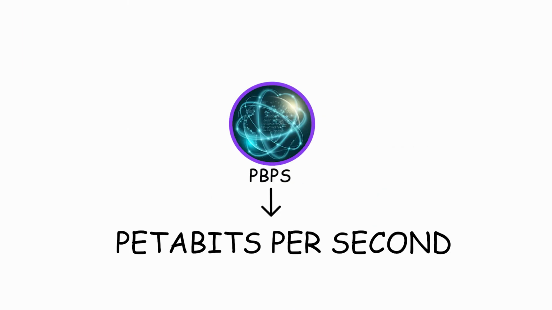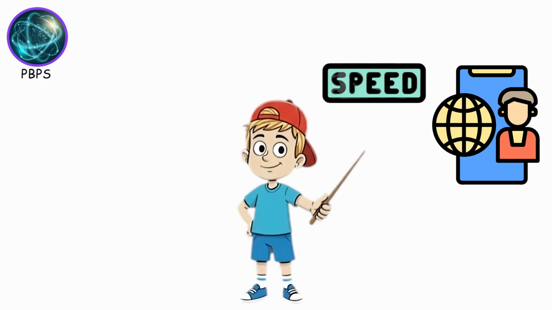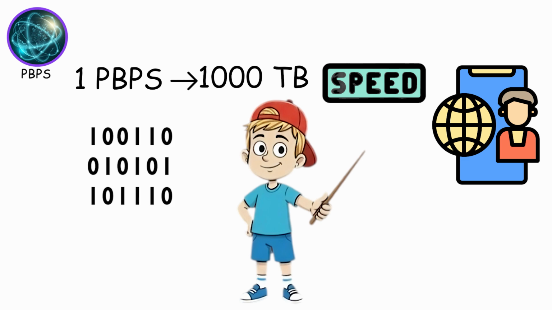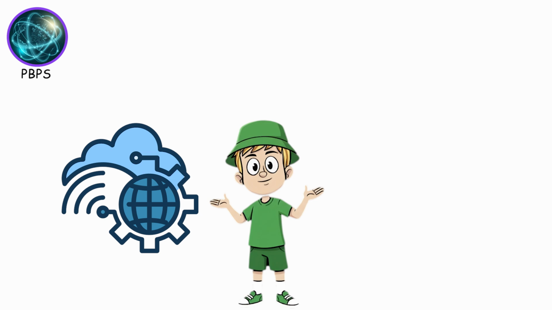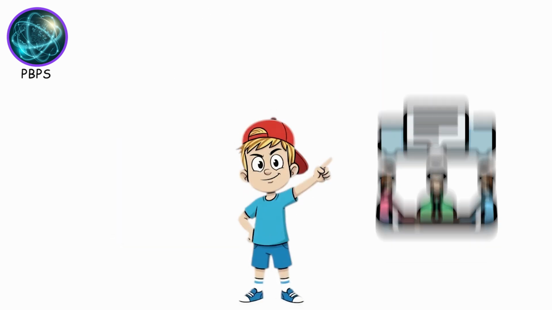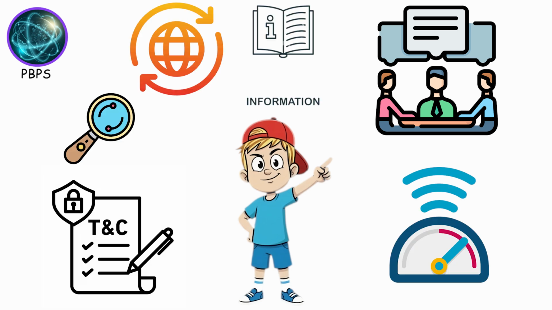Petabits per second, abbreviated PBPS, represents speeds beyond anything ordinary customers encounter. 1 petabit equals 1,000 terabits, or if counting individual bits, that's 1 quadrillion bits flowing every second. Even global technology infrastructures rarely operate at this level. At this scale, we're no longer discussing internet speed in conventional terms. Instead, we're examining global synchronization of information.